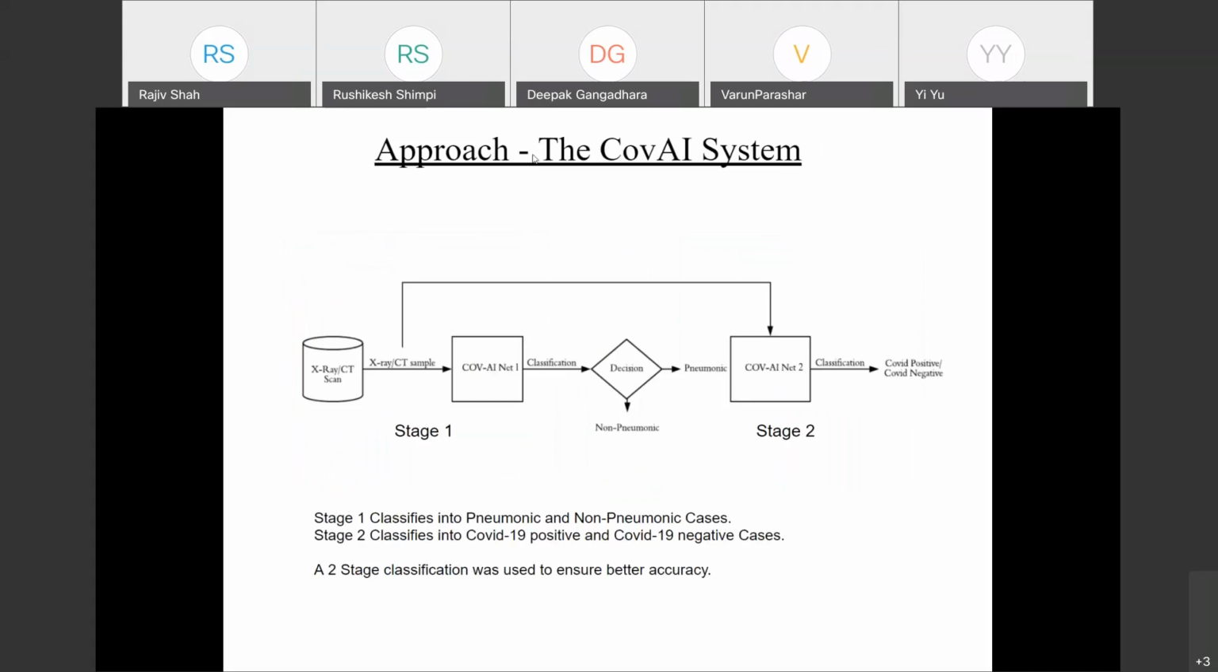If we look at the whole CovAI system, which consists of the CovAINet architecture, here it has been divided into 2 stages, stage 1 and stage 2. Stage 1 consists of feeding the X-ray samples into the architecture and classifying them as pneumonic and non-pneumonic. And the pneumonic classification is further fed to the architecture again to classify it as COVID positive and COVID negative.